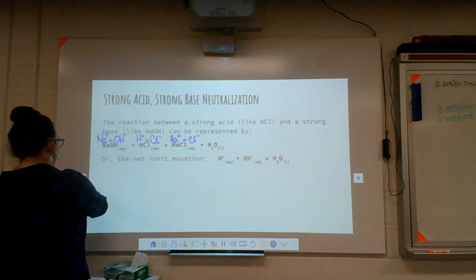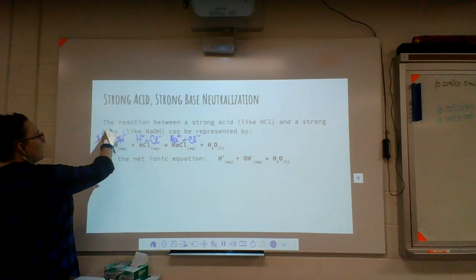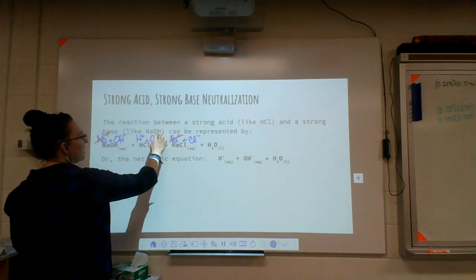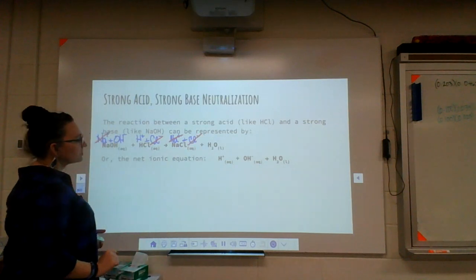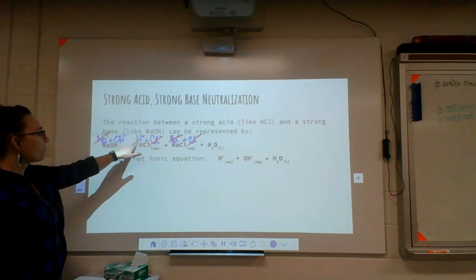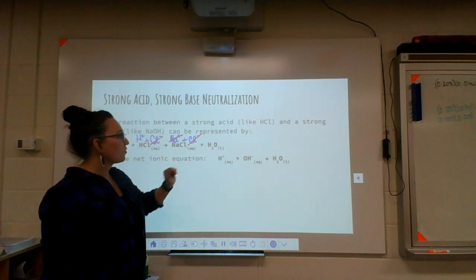And so if we eliminate the spectator ions here, I can see that Na+ does not participate in the reaction, and Cl- does not participate in the reaction. And so that's how we come to the net ionic equation, where we have H+ and hydroxide ion produces water.